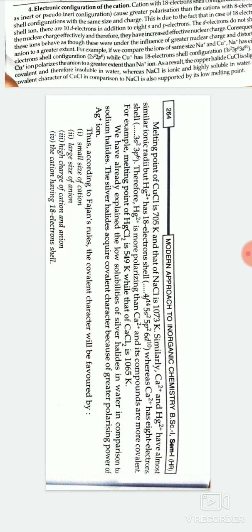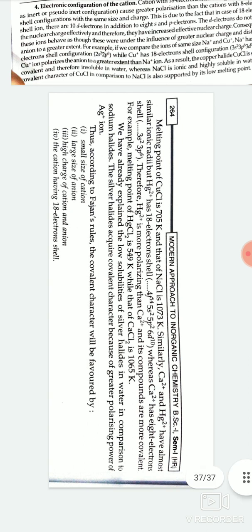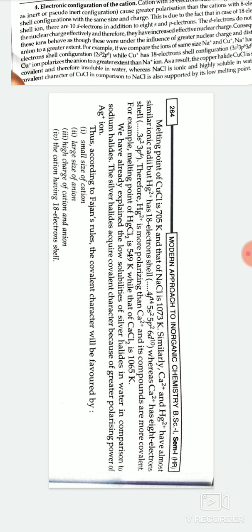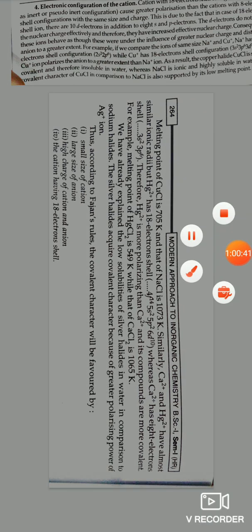We have already explained the low solubilities of silver halides in water in comparison to sodium halides. The silver halides acquire covalent character because of great polarizing power of Ag+ ion. Thus, according to Fajans' rule, the covalent character will be favored by first, small size of cation, second, large size of anion, third, high charge of cation and anion, and fourth, the cation having 18 electron shell.